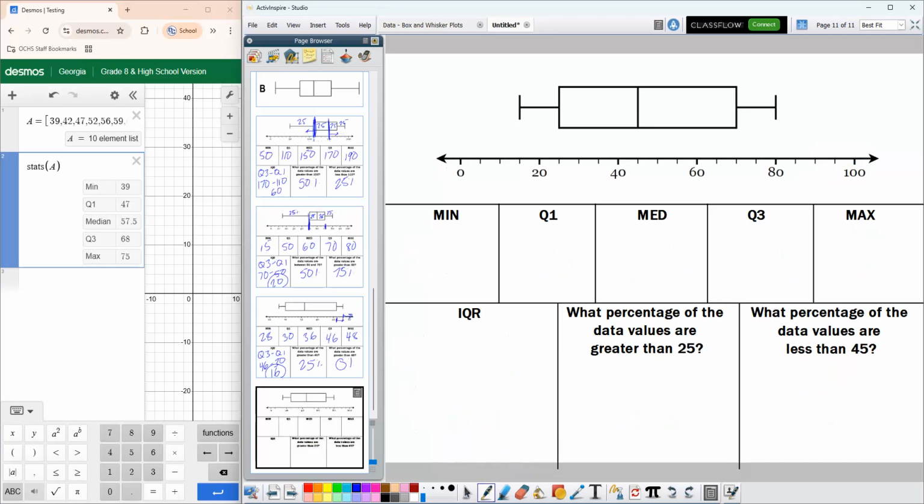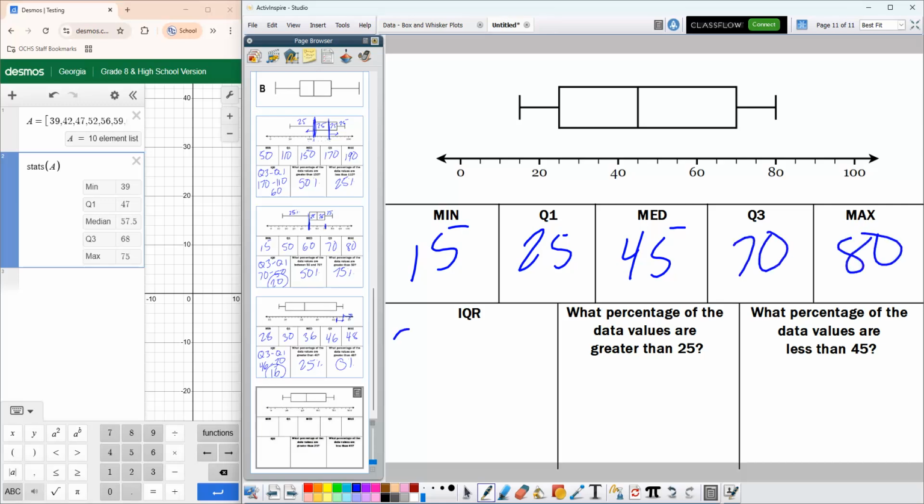Last one right here, the minimum value. All right, what are we going up by? Is it 5s? 20, 25, 30, 35, 40. Yeah, we're going up by 5s. So the minimum is 15. Q1 would be 25. The median is 45. Q3 is 70. And the maximum is 80.